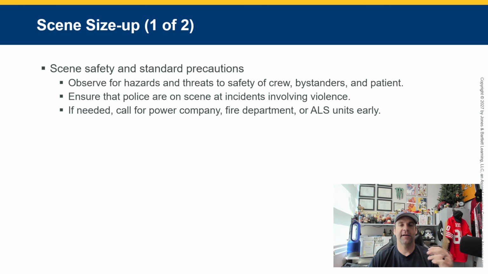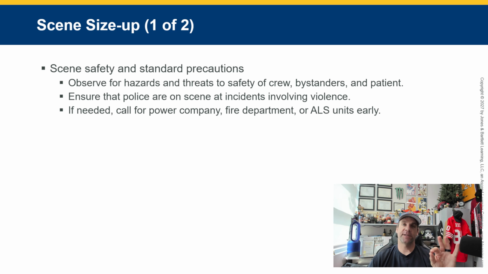Is there anybody there that can potentially tell you what happened? Depending on the situation, those hazards could include oncoming traffic, unstable vehicles, heavy machinery, electrical issues, fire, exposed glass, undeployed airbags. The list goes on and on. It all depends on the environment you're in, but it's important to be aware of it.